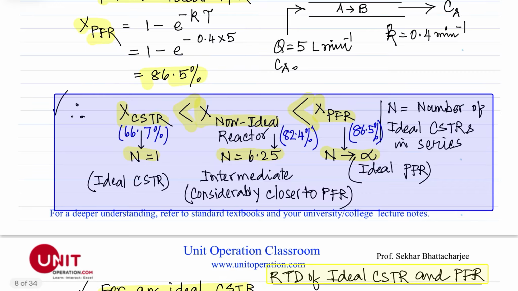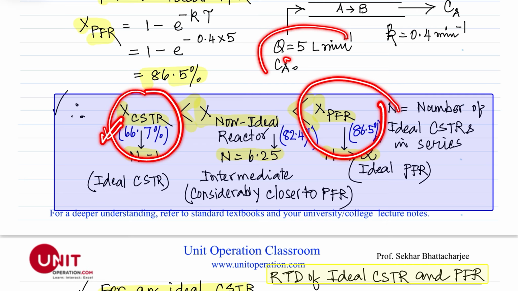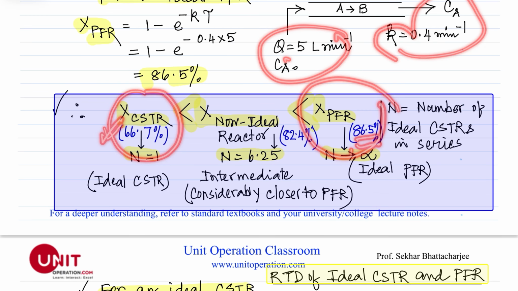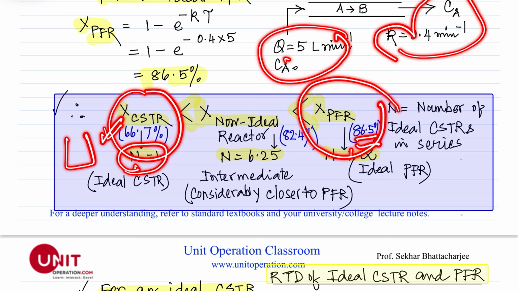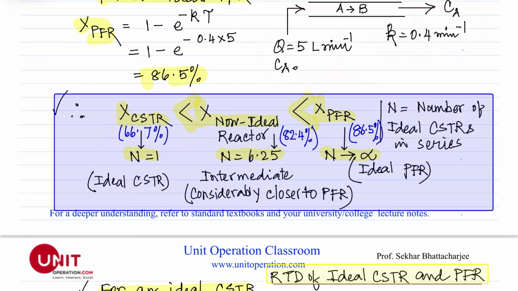So to summarize, the conversion in a single CSTR would have been 66.7%. The conversion in a plug flow reactor with the same parameters would have been 86.5%. A plug flow reactor is represented as an infinite number of CSTRs in series, so n tends to infinity, as you'll see in any textbook. For a single CSTR, n is equal to 1, and the conversion would have been 66.7%.